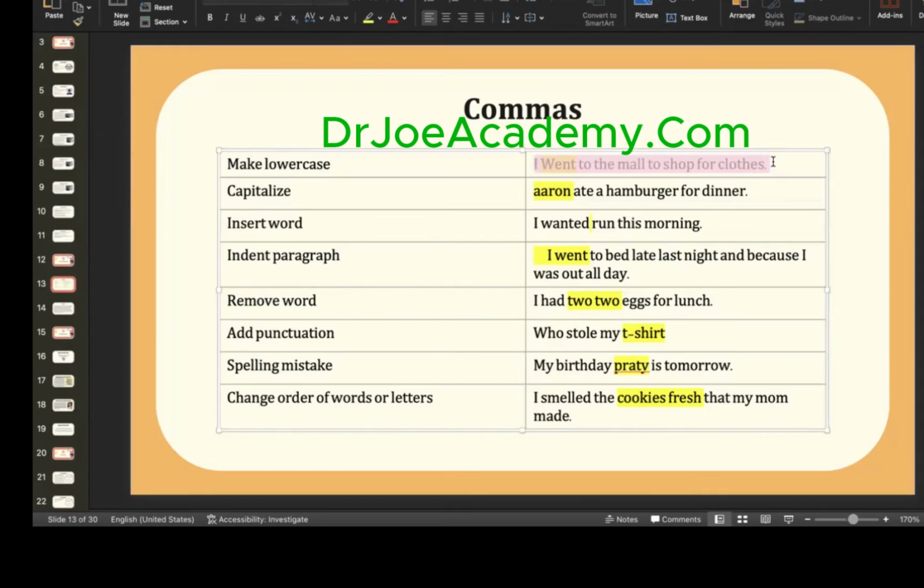What do you think the mistake is? Went. Why is went wrong? Why do you think went is not correct? Because it is present simple. It's not the past tense. What do you notice about the first letter for went?